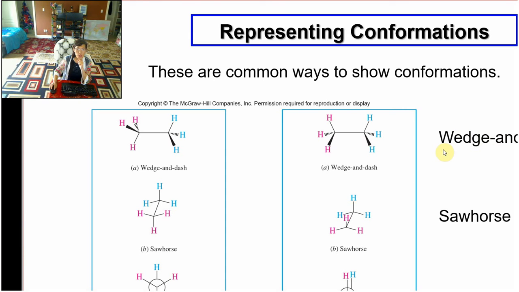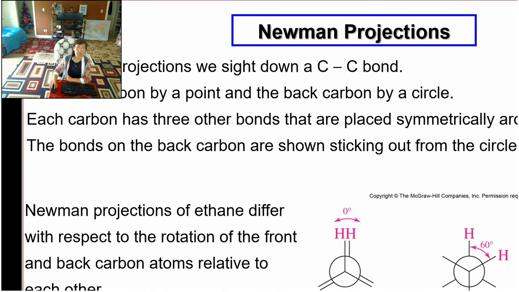First, you can use a wedge and dash structure to represent a conformation. The second type is called the sawhorse structure. Again, you put the carbon and the carbon, and you bond them together. You have one carbon in front and another carbon in the back, so you draw a projection. The third one is called the Newman projection. The Newman projection is more commonly used to determine or represent conformations.